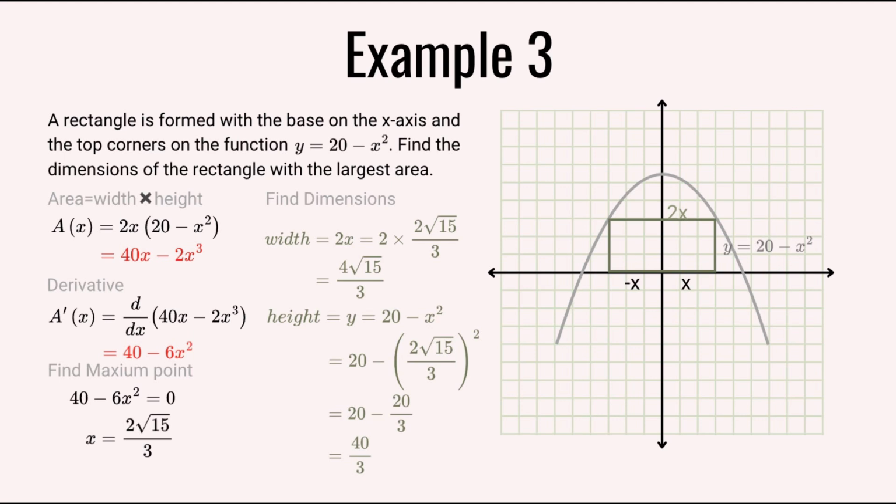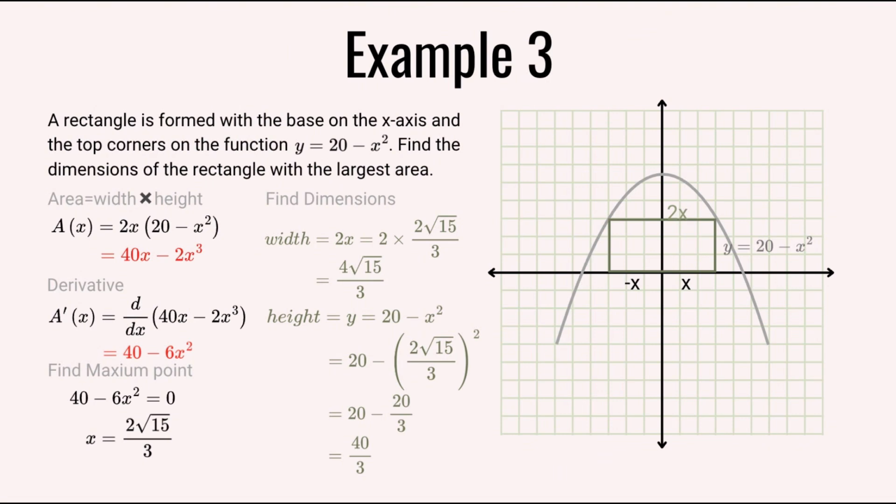So we can use the equation of the area. We got the area is equal to 40x minus 2x to the power of 3. And then next we need the derivative of the area A. So we got 40 minus 6x squared. Then next we need to find the maximum point. So we got x equal to 2 root 15 divided by 3.